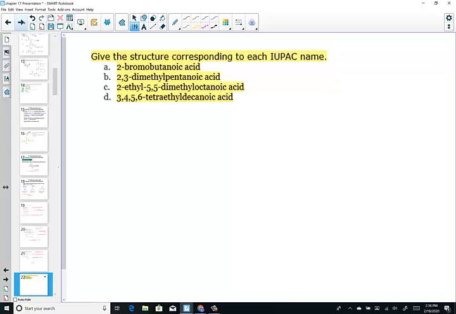The last part, we had to go from the words to the structure. So that's not too tough. You want to find the root word. Here's butanoic acid. So that tells me I have a 4-carbon chain. And carbon number 1 is always the carboxylic acid functional group. And at carbon number 2, I would have a bromine. 2-bromobutanoic acid. Perfect.